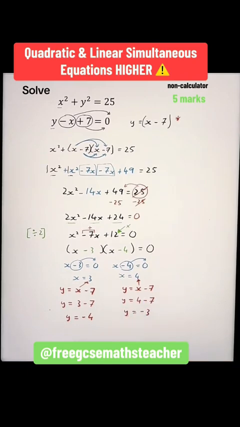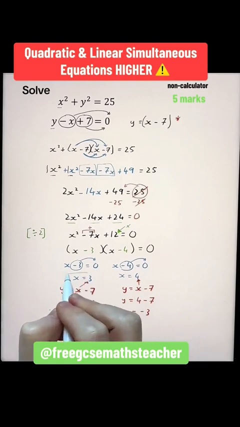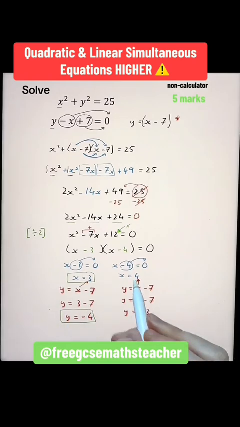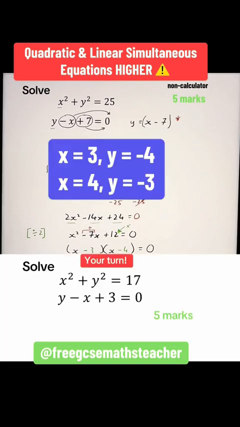So I can see I've got two pairs of solutions. When x equals 3, y is equal to negative 4. And when x equals positive 4, y is equal to negative 3. Your turn.